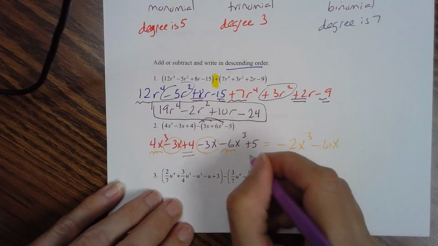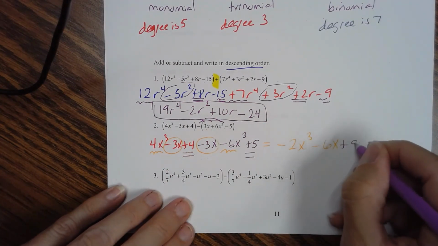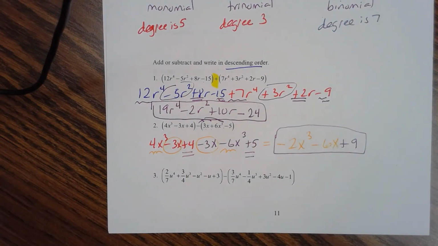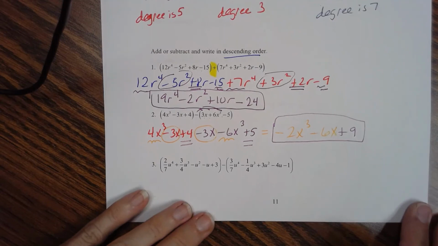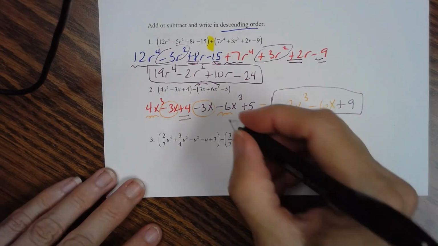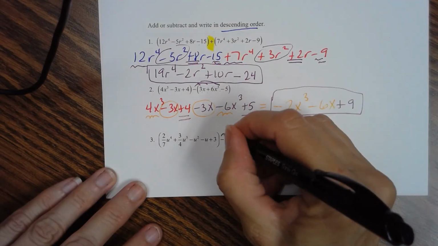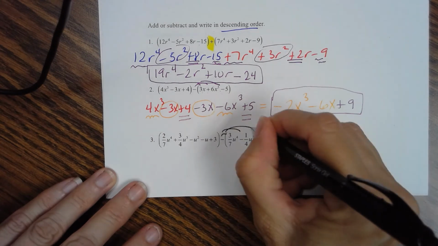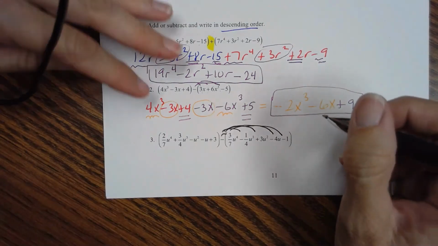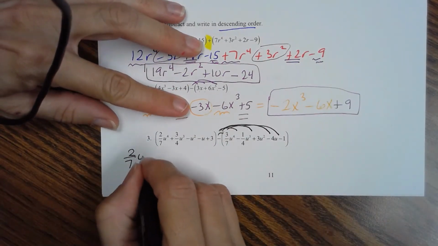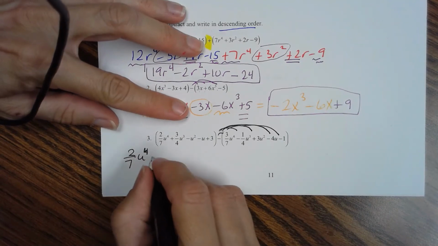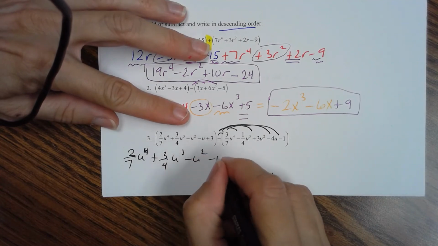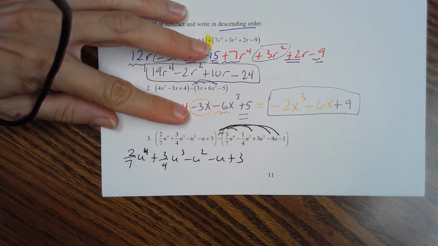A positive 4 and a positive 5, which gives you a positive 9. We are in descending order, so we are done. So in the last one, we do have fractions, but the fractions are nice because they gave us common denominators. So we are going to rewrite it and distribute our negative to every term. So we have 2 over 7 u to the fourth plus 3/4 u to the third minus u squared minus u plus 3. Nothing changes there.